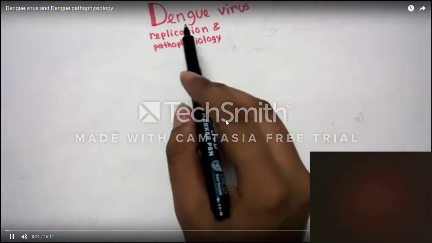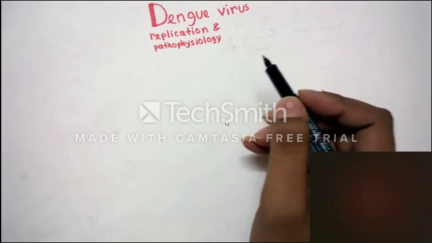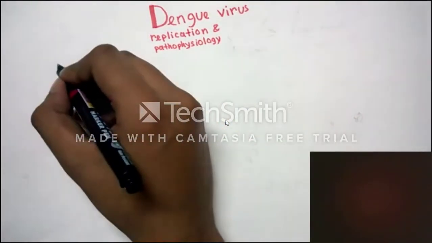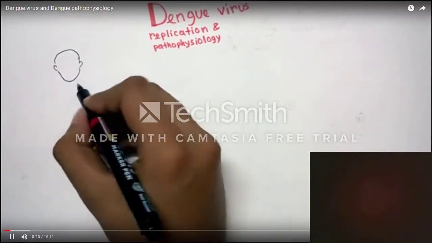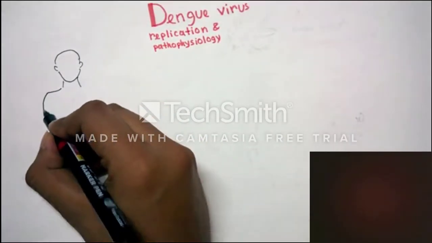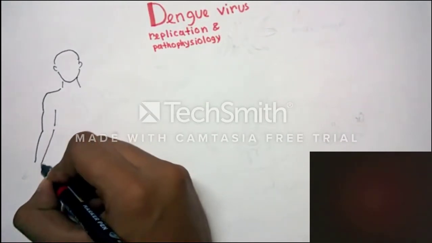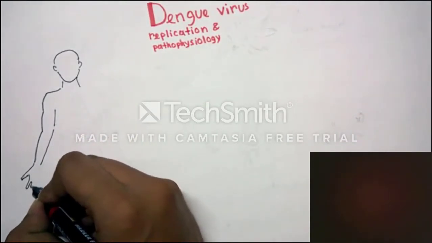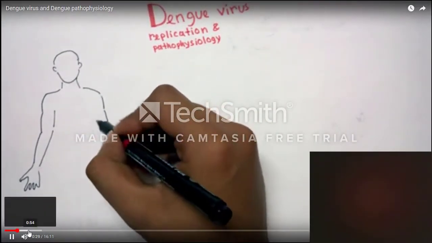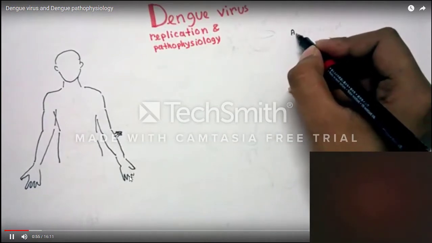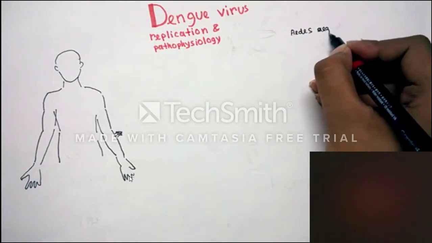In this video, I'm going to talk about dengue virus replication and pathophysiology of dengue. So, here we have a man of a tropical country, and we will see how this man will get affected by the dengue. Dengue is most common in the tropical areas, not in the temperate regions. The dengue virus transmission is by Aedes aegypti.